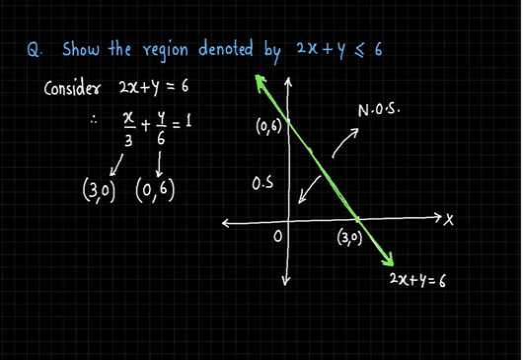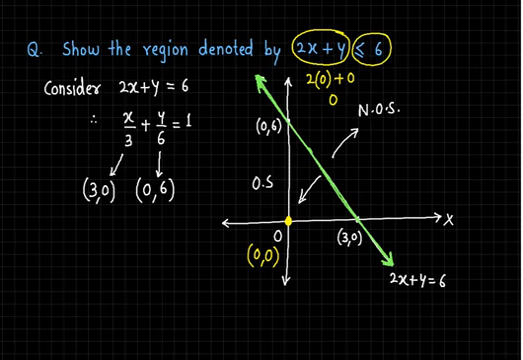Okay, so for simplicity, we take the origin because its coordinates are 0, 0, so they are simple for calculations. Now if you substitute the coordinates of the origin 0, 0 in the left hand side of the inequality, what do we get? We get 2 into 0 plus 0. That means that is equal to 0, isn't it? Now ask the question, is 0 less than 6? Does it satisfy the inequality? The answer is of course yes, it does.